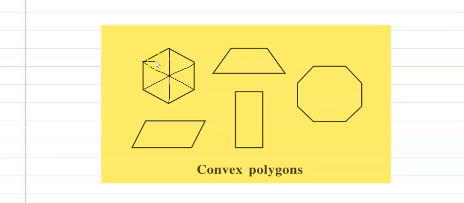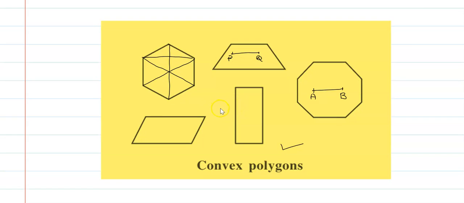You can join again. Or if you take any 2 points inside this figure and join them, all the points between this P and Q lie between P and Q and therefore it is a convex polygon. You can take any 2 points, join them, all the points between this A and B are in between A and B, and therefore all these polygons are convex polygons.